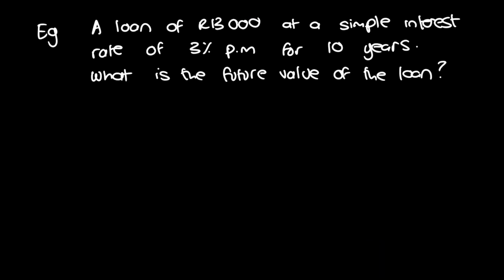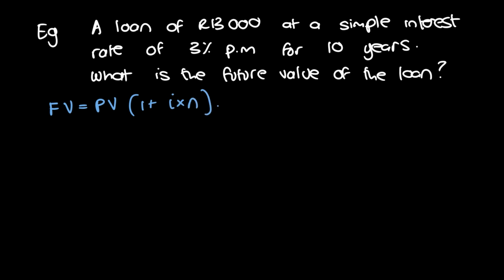Okay, so here we have another example. And this example, again, is going to point out the importance of matching your interest rate units with the period units. So we have a loan of 13,000 at a simple interest rate of 3% per month for 10 years. And we ask: what is the future value of the loan? So it's a simple interest. So the formula for simple interest is future value is equal to the present value times (1 plus I times N).